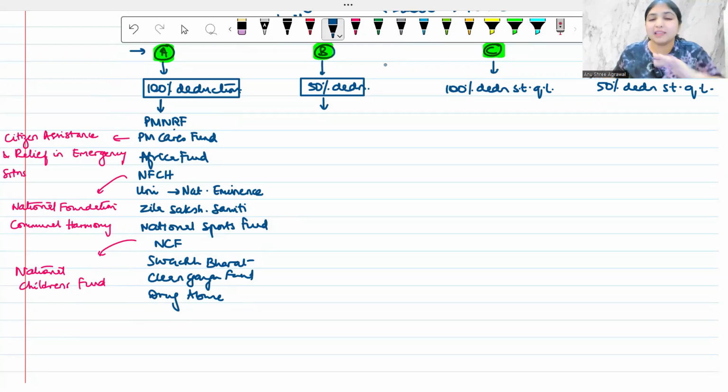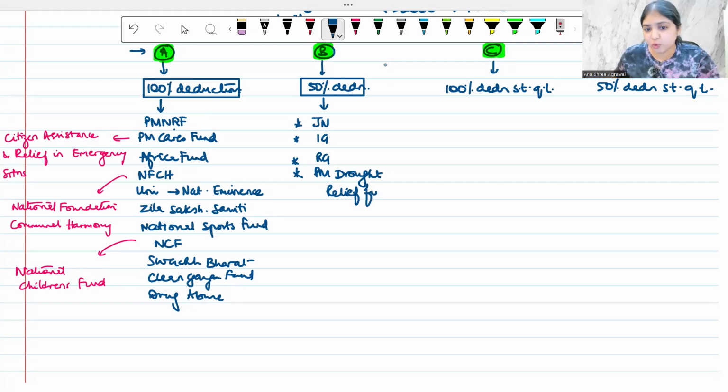Let me tell you the old and the new provision. As per the old provision, we had 4 adjustments or 4 donations over here. The first one was the Jawaharlal Nehru Memorial Fund. Then we had the Indira Gandhi Memorial Trust. Then we had the Rajiv Gandhi Foundation, and we had a Prime Minister Drought Relief Fund. So we had totally 4 donations over here.